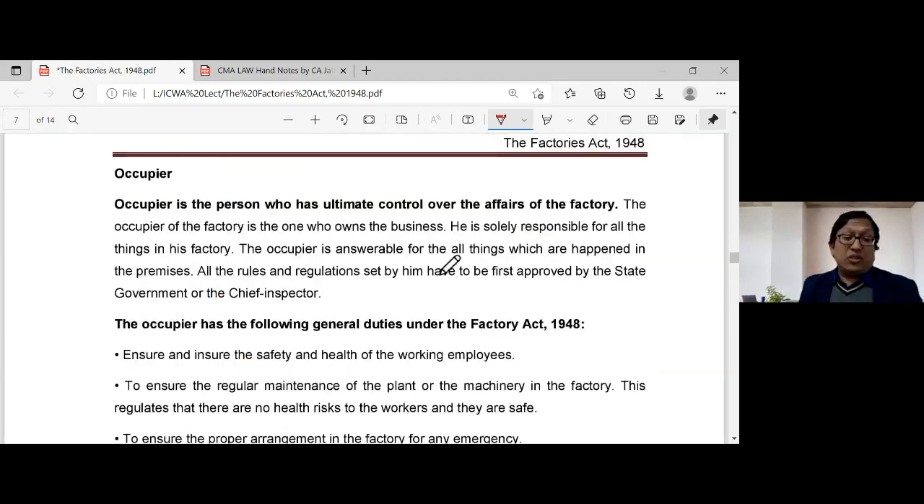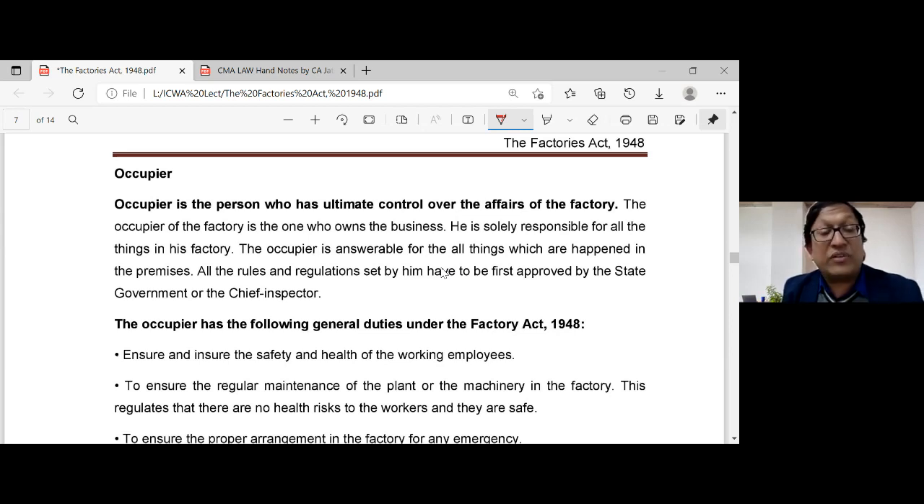Then we have the definition of the word occupier. What do we mean by the word occupier in the Factories Act? Occupier is the person who has ultimate control over the affairs of any factory. That person is called the occupier. He is called the manager of the factory, the owner of the factory, the person who is ultimately responsible for all the activities taking place in the factory. The occupier of the factory is the one who owns the business, and he is solely responsible for all the things in the factory.